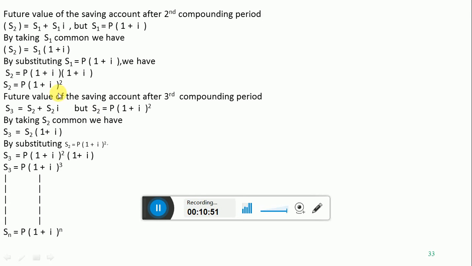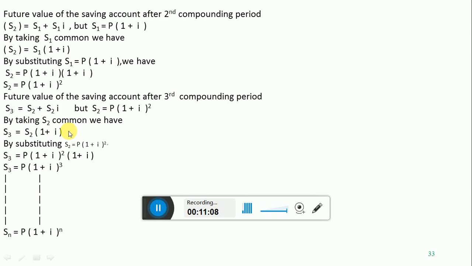The value of S2, this is very clear from here, S2 is equal to P into 1 plus I whole raised to the power 2. We will replace S2 with its value. By taking this S2 common, 1 is remaining plus I is remaining.